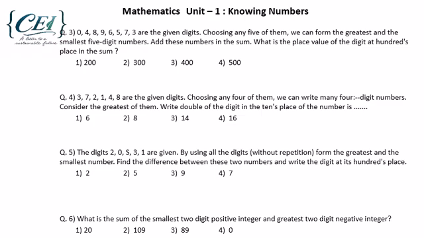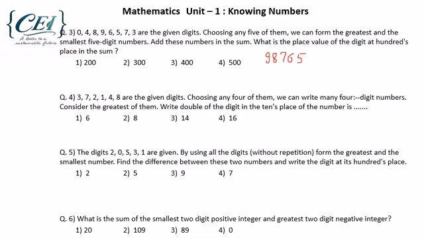Okay, let us solve some examples. 0 4 8 9 6 5 7 3 are the given digits. Choose any 5 of them. We can form a greatest and the smallest 5-digit number. So let us form the greatest 5-digit number. Obviously, 9 is the first digit. Then we have 8, then 7, then 6, then 5.